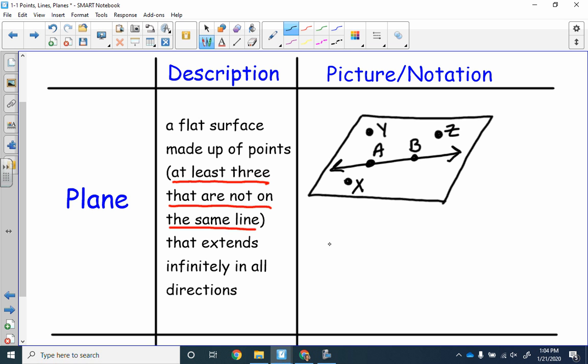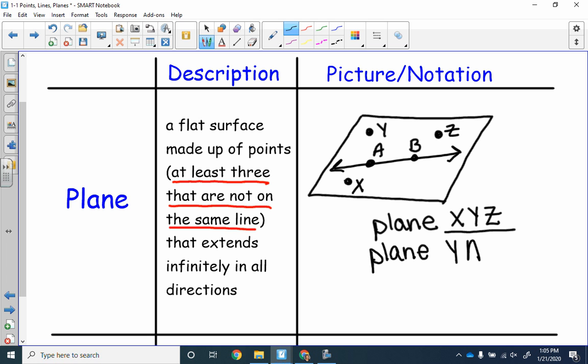And so now, if I am going to name this plane, first of all, I'm going to use the word plane. That is important. And now I'm going to pick 3 points that are not on the same line. So I could name this plane XYZ, because none of those points are on the same line. I could name it plane YAZ, since they are not on the same line. I could also name it ABX if I wanted to. Now A and B are on the same line, but X is not.